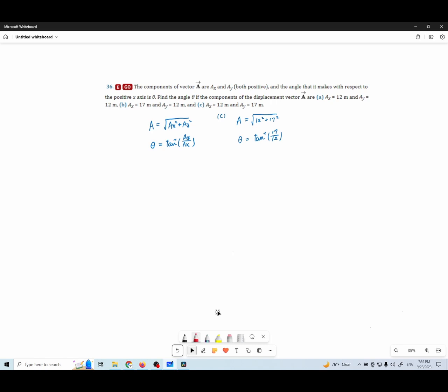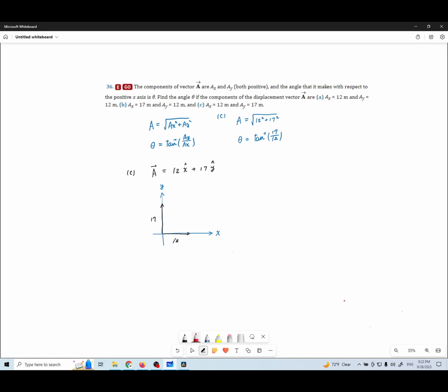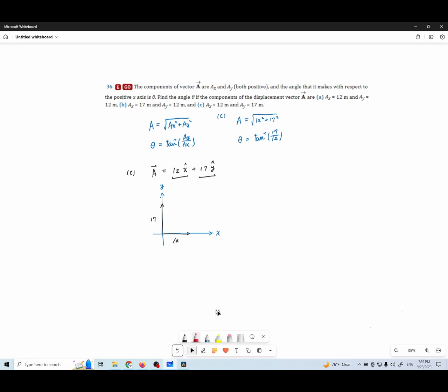So let's try that. The vector A in its component form is 12 x hat plus 17 y hat. If we look at the first term, it has a magnitude and it has a direction. By definition, that is a vector. The same is true for the second component. So a vector in its component form is actually a vector sum.